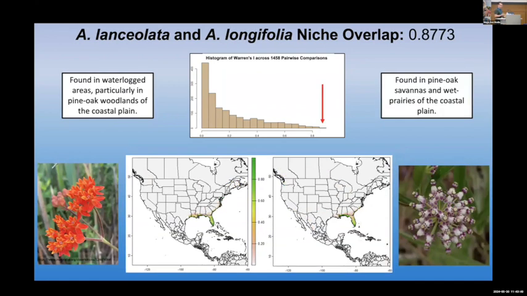And then Asclepias lanceolata and Asclepias longifolia, these are two sister species that occur in the coastal plain, and this is actually the highest niche overlap value in my data set, at a 0.88.